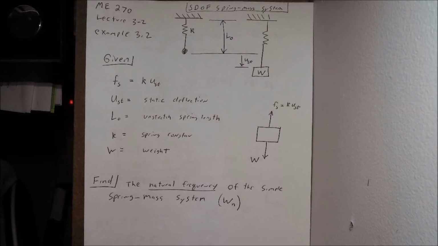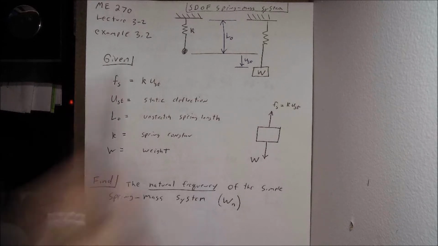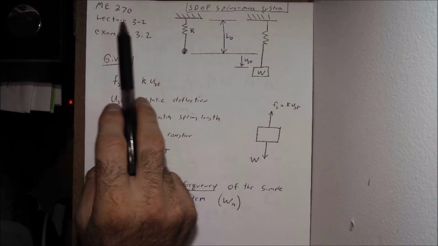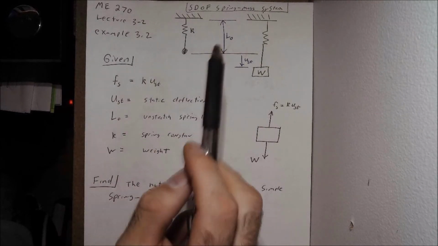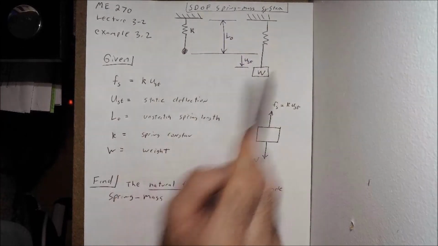So now that we've had a chance to go through our problem statement, the next step is to create our setup page. On our setup page, clearly label what problem we're dealing with here: example 3.2 from lecture 3.2 in our textbook for the course ME270. This is a single degree of freedom spring mass system. We have our given diagram here.